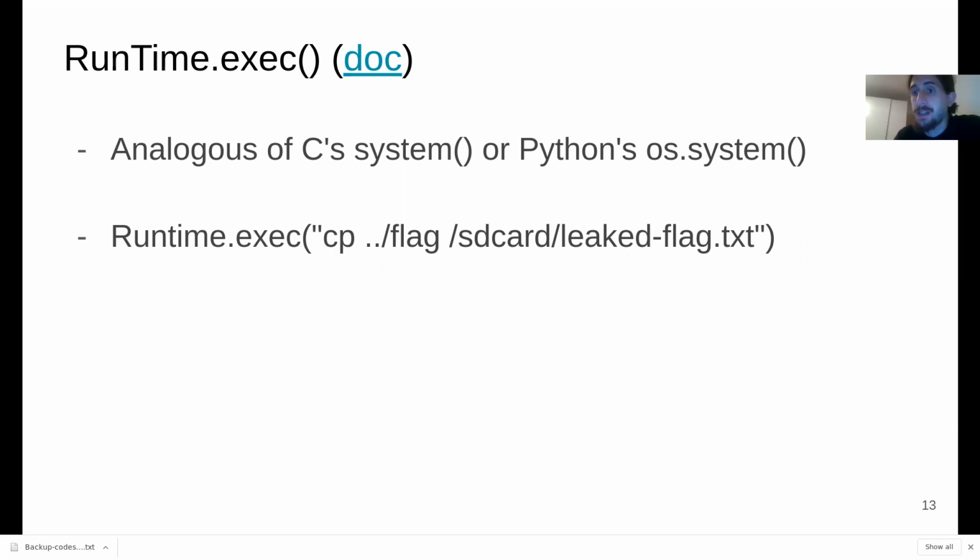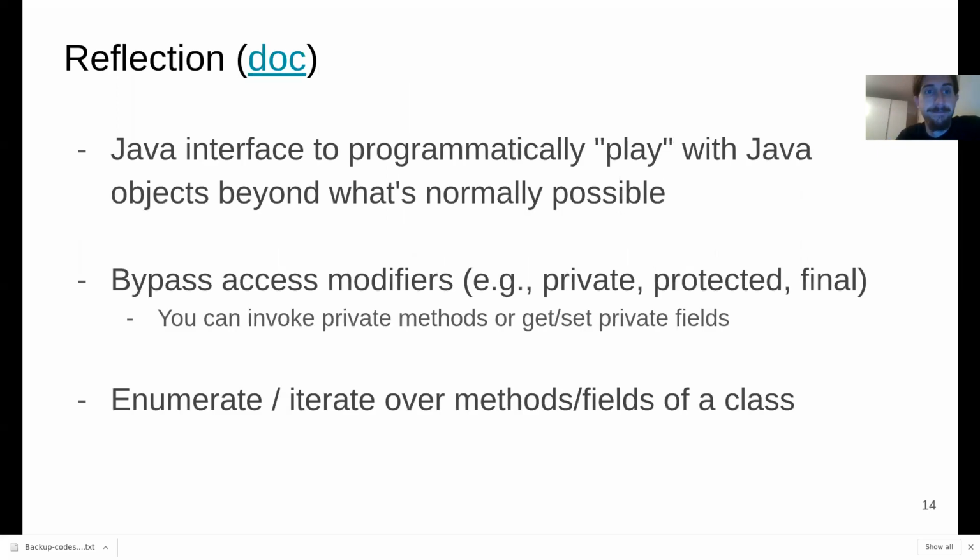Again, it's important because some apps use it, so you need to know what kind of stuff this exec does. Another very important thing that is used a lot by Android apps is reflection. Reflection is a Java interface to programmatically play with Java objects beyond what's normally possible. Fancy ways to say something not particularly complex, but what I mean is that if you just play with Java there are some limits.